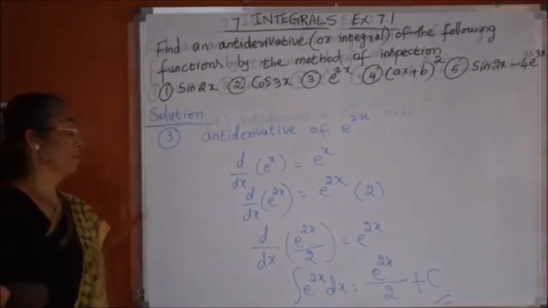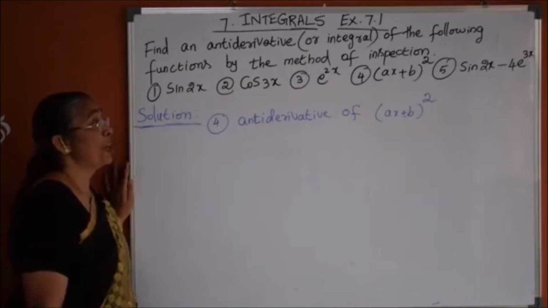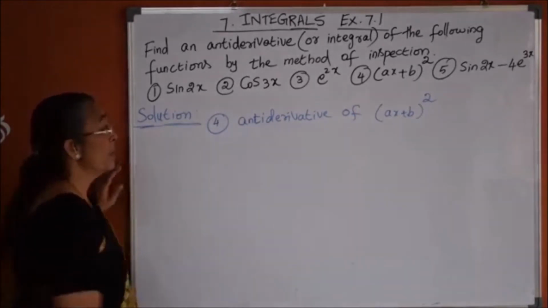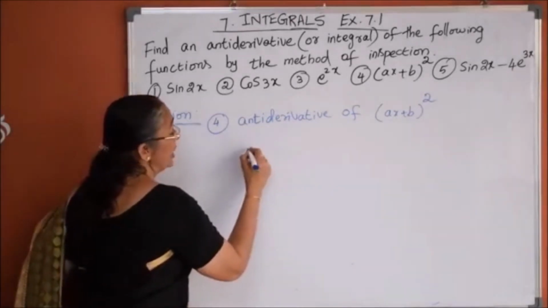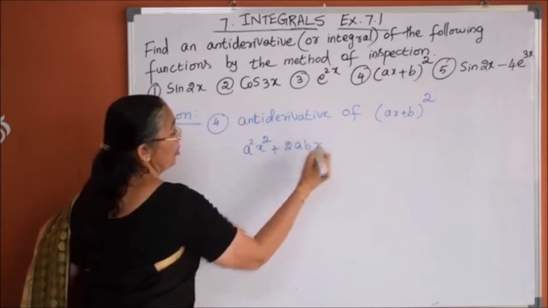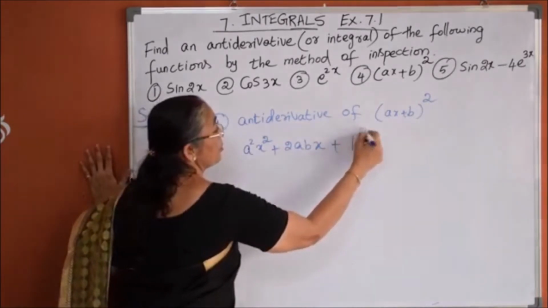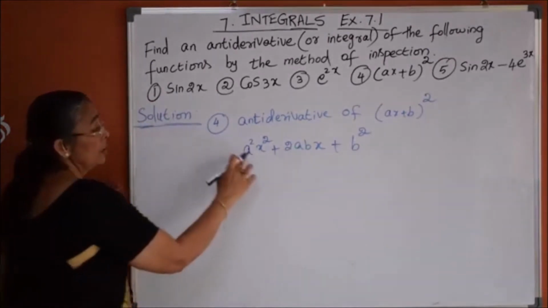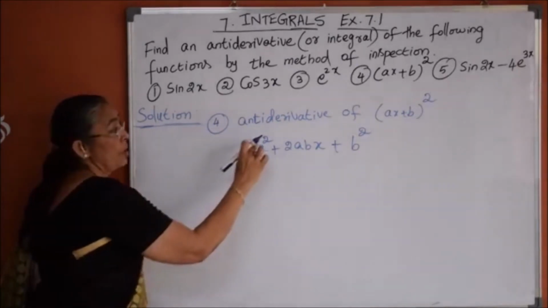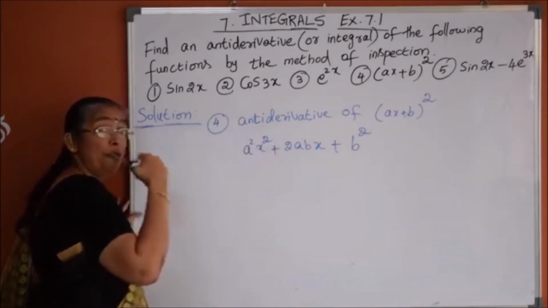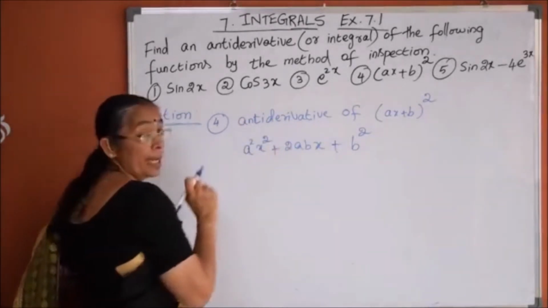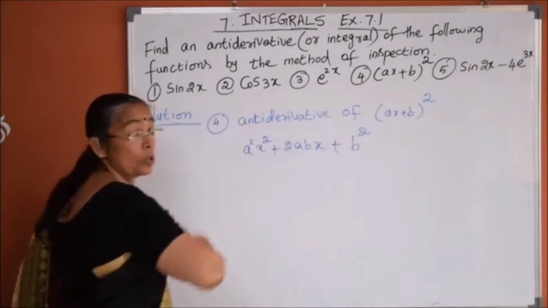plus c. Now, the antiderivative of (ax plus b) whole square. First, let me expand this using the (a plus b) whole square formula. So, we will get a square x square plus 2ab of x plus b square. Let me check each of these terms: the derivative of which function? Now, this is x square. The derivative of x power 3 will give an x square term, the derivative of x power 2 will give an x term, and the derivative of x will give a constant term.